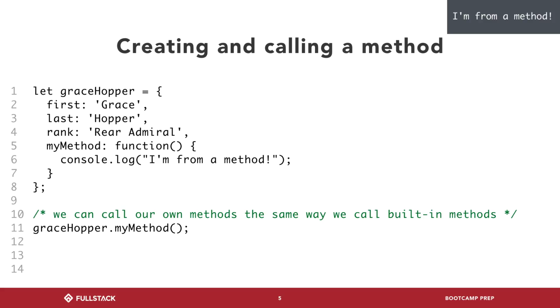And so when we run this as written on line 11, what we're really saying now is, hey, whatever this method is, actually run it, right? And when we run it, we actually print out "I'm from a method." If these open and closed parentheses were not here, this would just let you know that, hey, this is a function, right? It wouldn't run it.